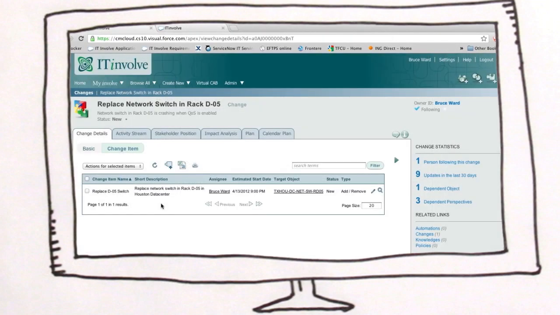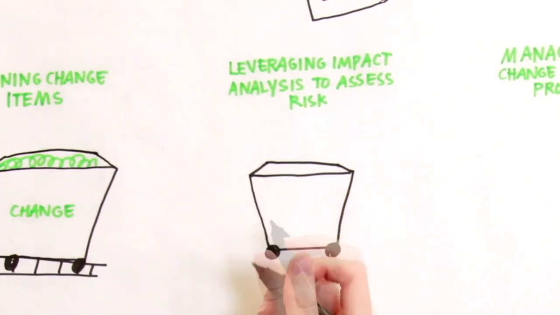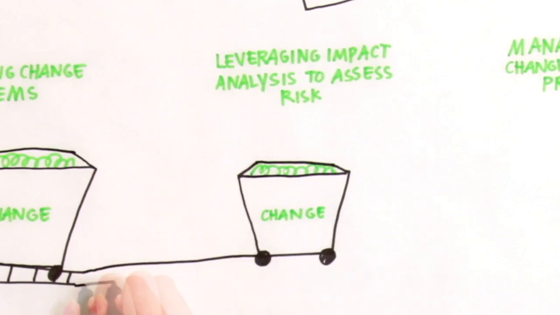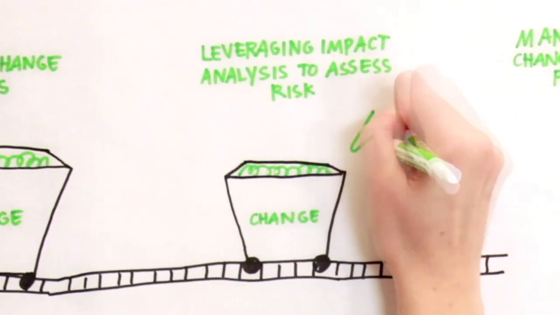By enabling change owners to define multiple change items within a change record with this level of granularity, the ITinvolve solution enables either the change owner or the CAB to effectively line item veto a change item when necessary. Then the vetoed change item can be moved automatically to another change record, and all the associated information will be preserved. Bruce is now ready to understand the potential impact of his change and clicks on the Impact Analysis tab.